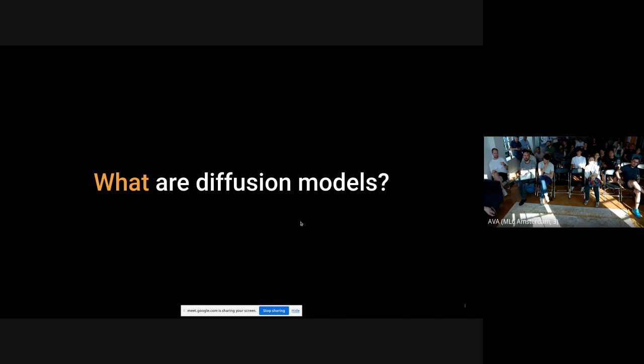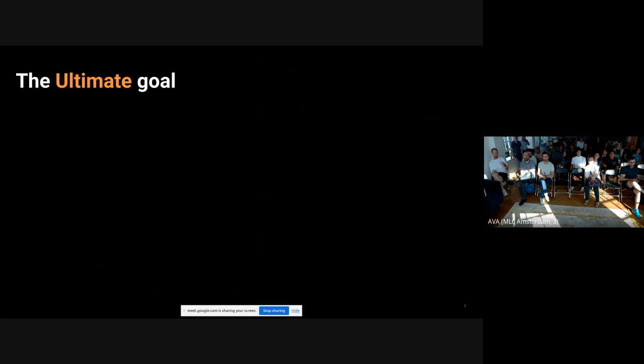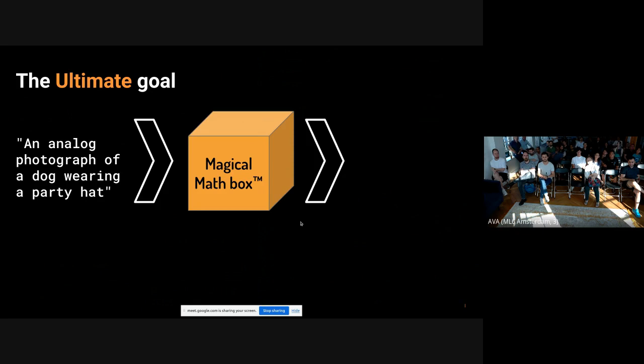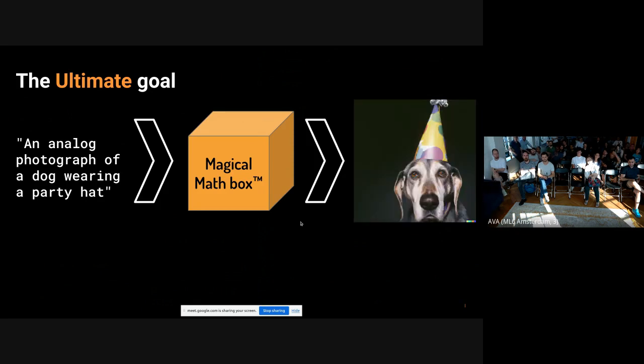So first up, what are diffusion models? It's a pretty hard question to tackle. So maybe it's easier to start with why diffusion models? What do we actually want to do with them? What's the goal? The goal you have with diffusion models is fairly straightforward. We start off from a piece of text, for example, an analog photograph of a dog wearing a party hat, for the people in the back. We put it in some magical math box and out comes a picture of the thing we described. This is what we really want to get. Why? Because it's very cool.